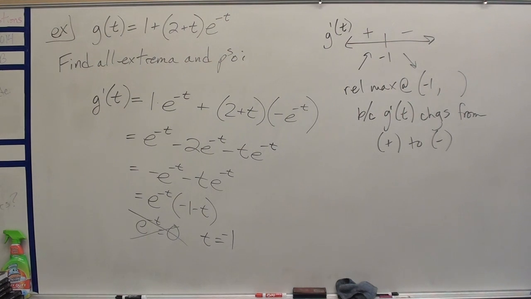Wait, so if it's negative t to the negative, do you cancel out the negatives? Correct. Alright, so it's just e to the 1. So then that's e. E to the 1 is e. So e times, oh, is it just e?